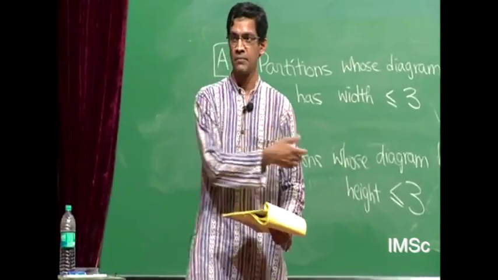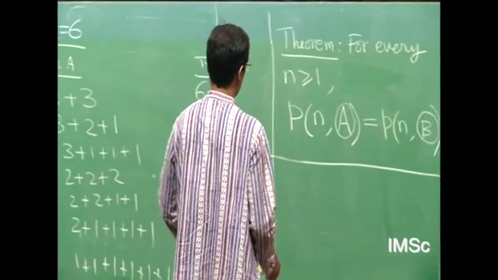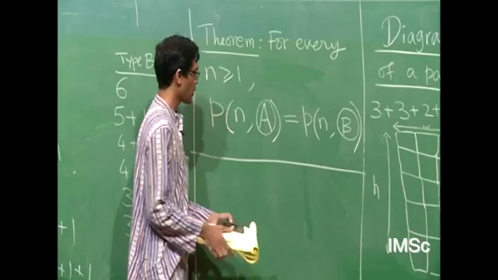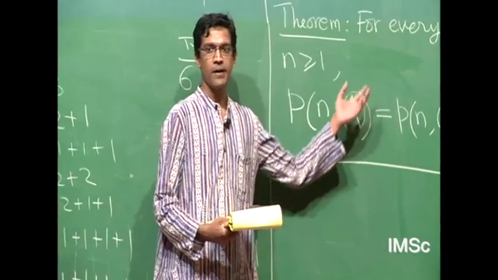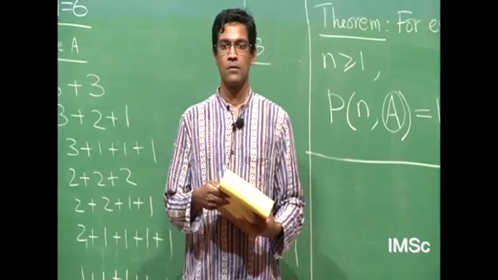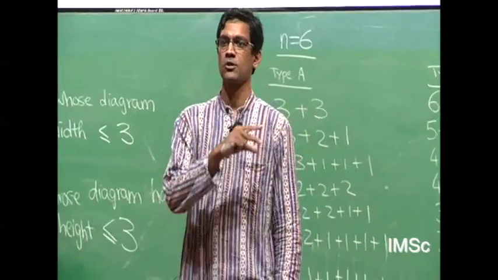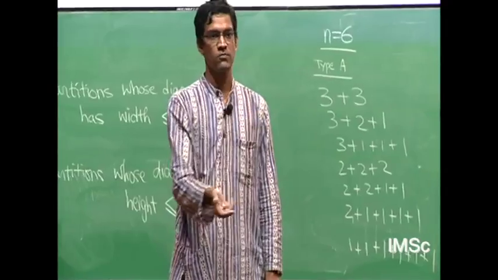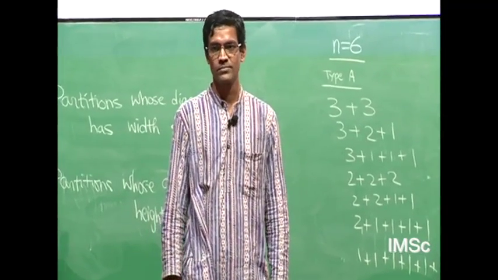Okay, so this is the diagrammatic interpretation of what A and B mean. Now let's go back and see if this sheds more light on our theorem. We are saying the number of partitions of type A and type B are the same. Okay, is there an operation which will convert a partition of type A into a partition of type B? What should you do?